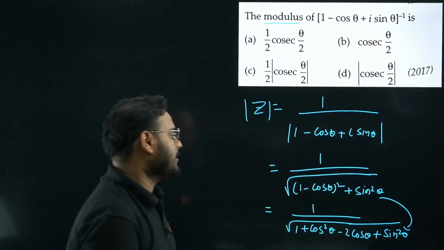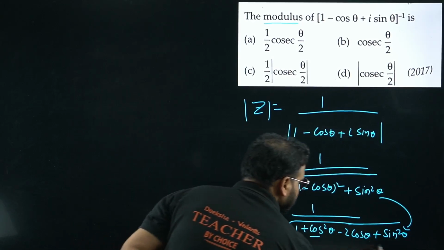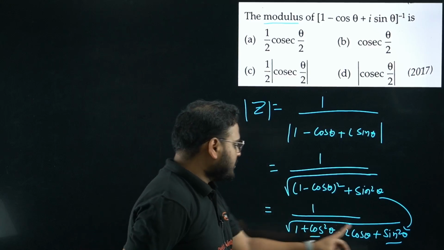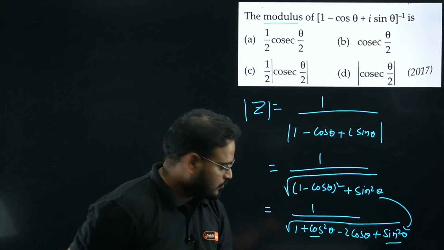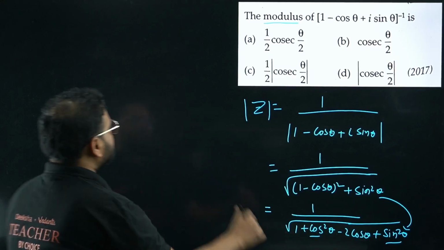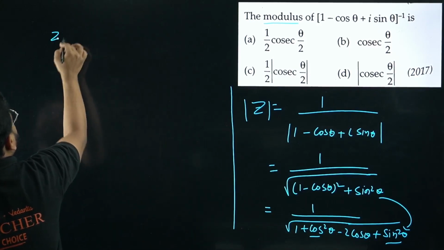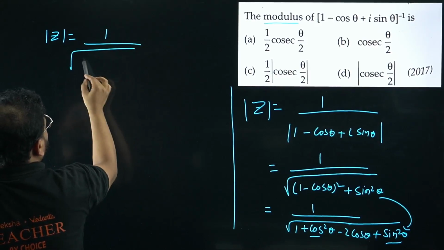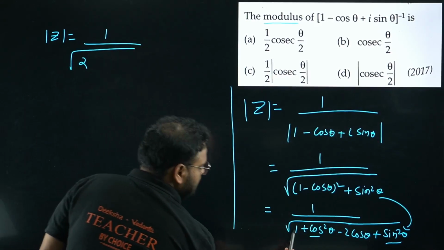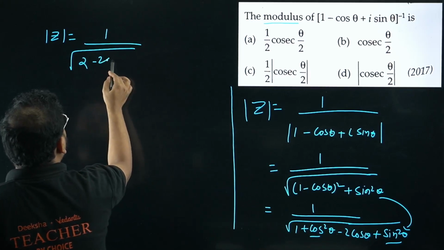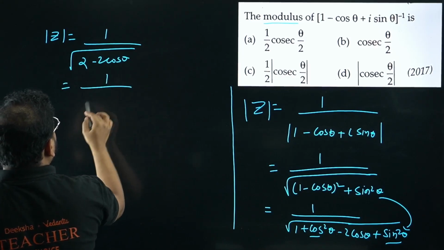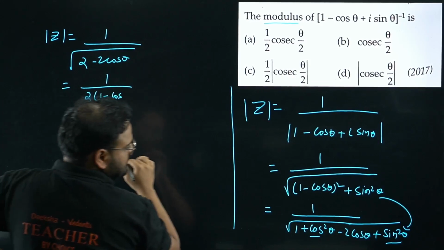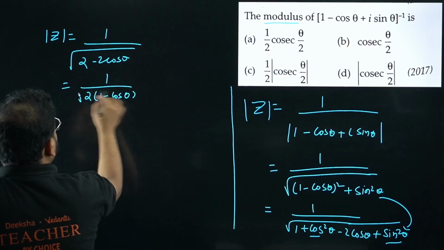Now you can club sin square and cos square together. You're going to get another 1. Please check. Cos square plus sin square is 1. Identity is there, so that 1 and this 1 will make 2. We already have 1, so that will make 2. So I'll have mod of z coming as 1 upon, 2 minus 2 cos theta. 2 is common, 1 minus cos theta is there inside the root.